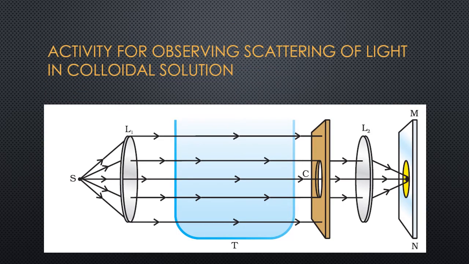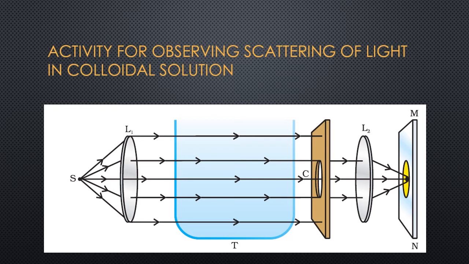Okay, so I told you that we're going to understand how the color of the sun changes at sunrise and sunset. To better understand this, let's do an activity. Let's see how the scattering of light happens in a colloidal solution. I just showed you an animation, now let's look at it from an activity.